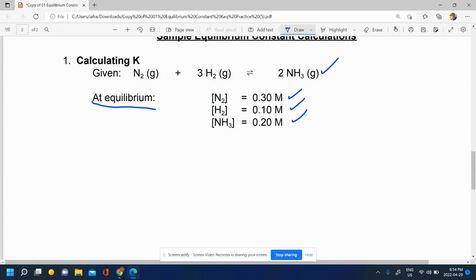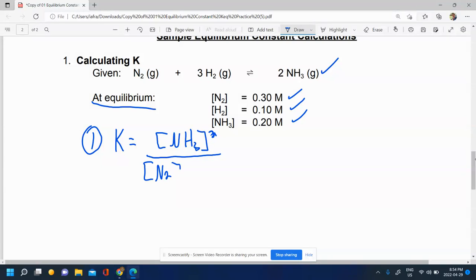So if we want to calculate K, we first need to make an expression for K. K is equal to the concentration of the product to the power of its coefficient, so squared, over the concentration of the reactants multiplied by each other. And we need to make sure that they're put to the power of their coefficients. I don't really need to write the 1 there. I was just showing that there is a 1 here, and there's a 3.